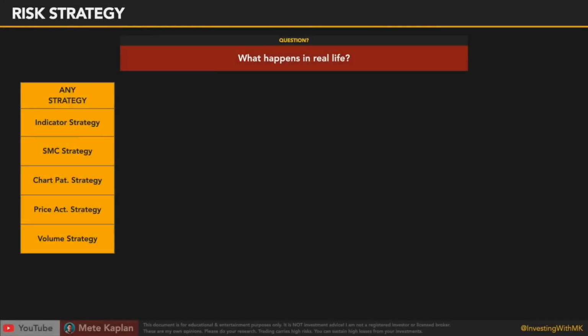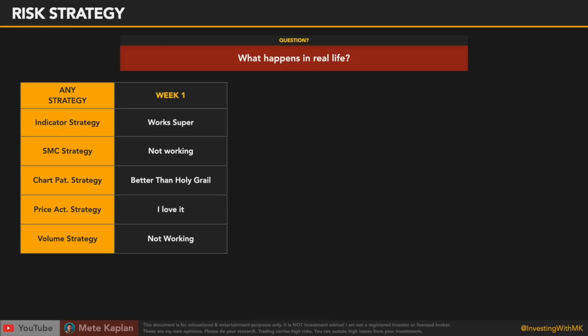But what happens in real life? As a person who used every single concept and trading method out there, I will tell you what really happens in real life. You are in your first week. An indicator, it can be anything, works perfectly. SMC does not work. Maybe using a wedge chart pattern, it works amazingly this week. Trend works great this week, but volume is not working at all.